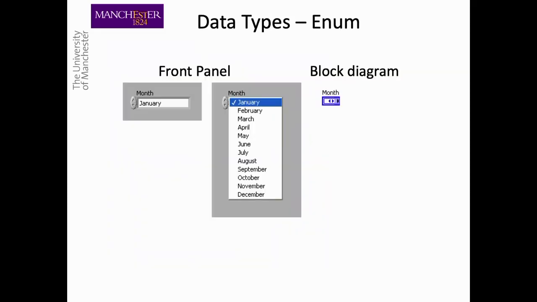Let's have a look at the front panel. On the front panel, on the left-hand side, we can see January, and we've got a drop-down box where we can select that. And what does that look like on the block diagram? It's just this dark blue box that you can see with the same name. Just to note, you can work out that they're the same thing. Is my pointer going to work? Okay, it's not working. You can see that on the left-hand side on the block diagram it says month, and that associates with month on the front panel. If you double-click on one of them, it will toggle between the two so you can see that.